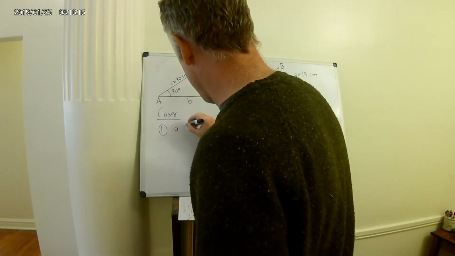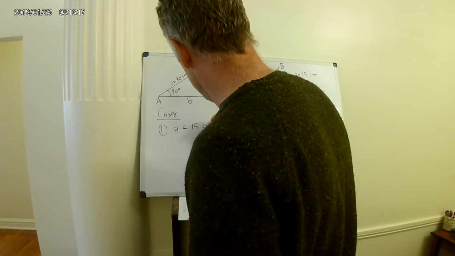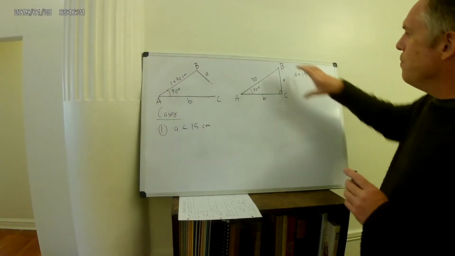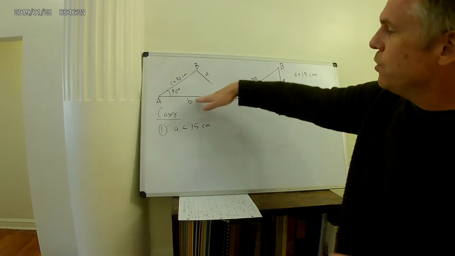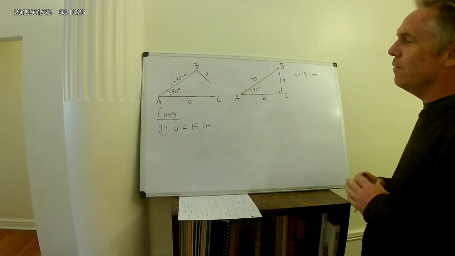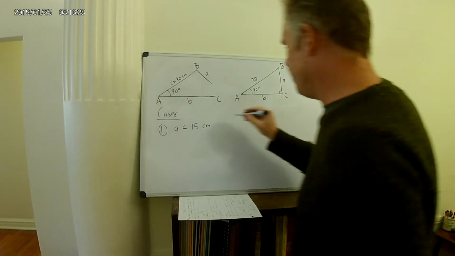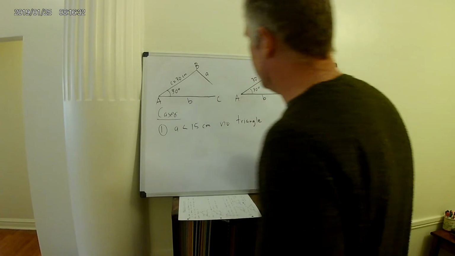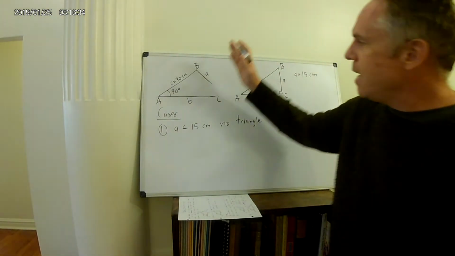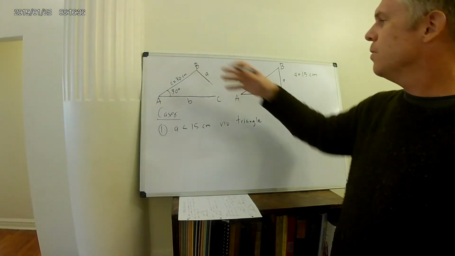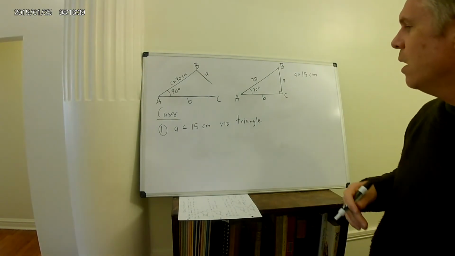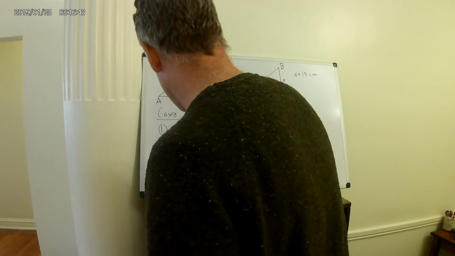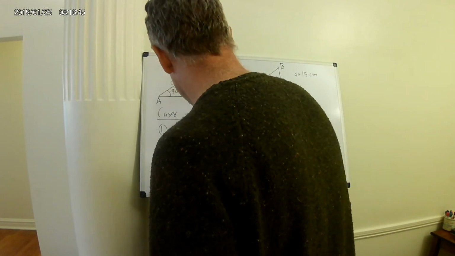Case 1 is that A is less than 15 centimeters. Well, the minimum length of A to actually reach side B is 15 centimeters. So if it's less than 15 centimeters, we have no triangle at all. No triangle is formed. This triangle is not possible because A can't reach side B and the sides are not all touching.